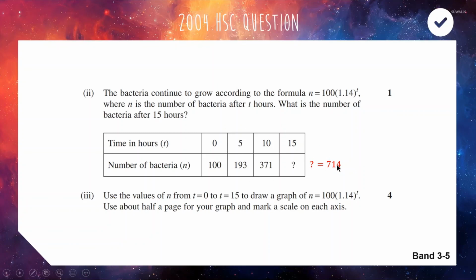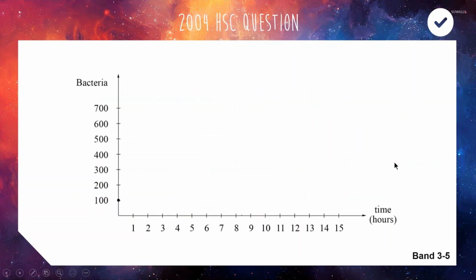And we've got the 714 that we figured out in part 2. So we're going to put on 0, 100, 5, 193. These are going to be your horizontal axis, normally your x-axis numbers. These 4 numbers are going to be the y-axis. Now it's going to be tricky to do this super accurately. So again, we're curve sketching, so we're just going to do close enough's good enough.